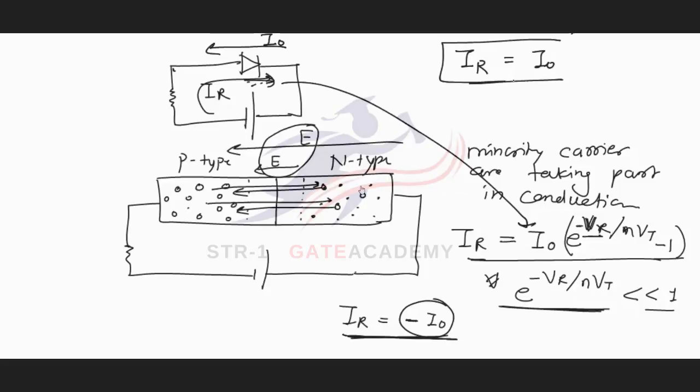So in reverse biased PN junction, as minority charge carriers take part in conduction, the current will be very less and it is given by I naught.